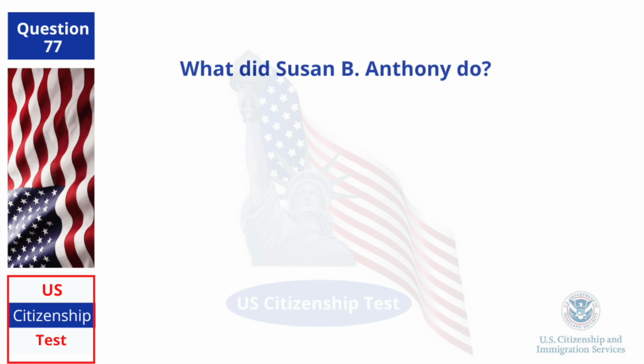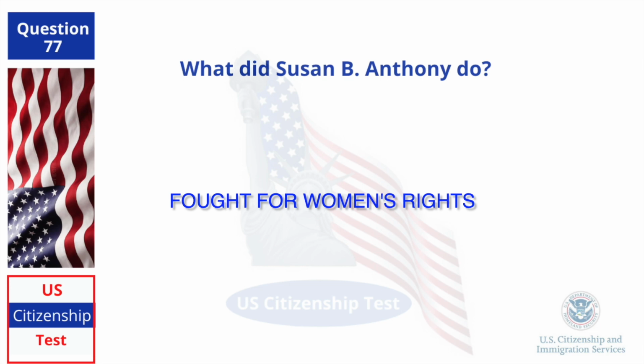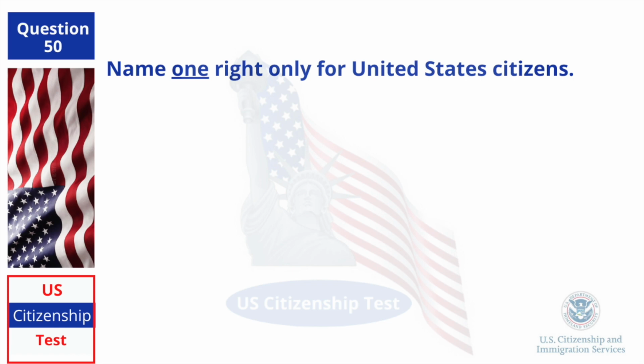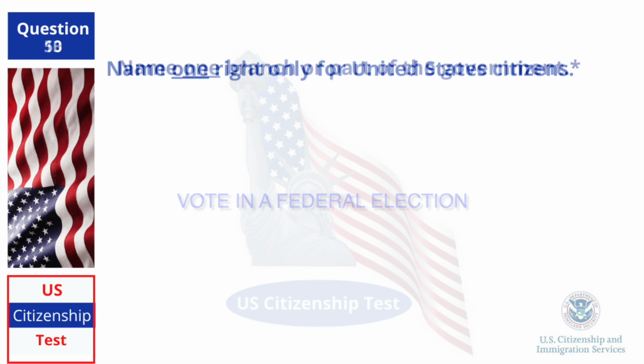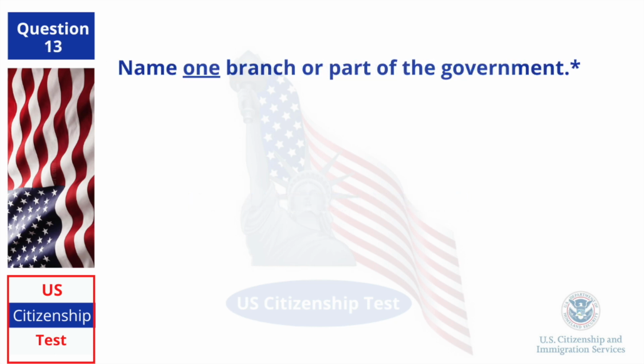What did Susan B. Anthony do? Fought for women's rights. Name one right only for United States citizens. Vote in a federal election. Name one branch or part of the government. Congress.